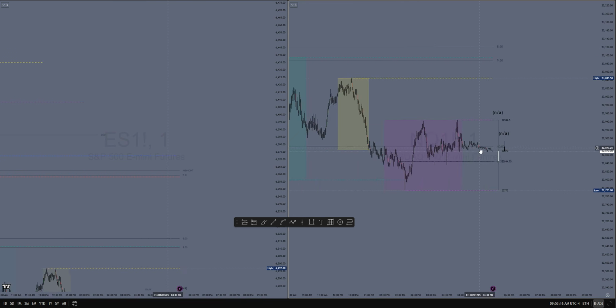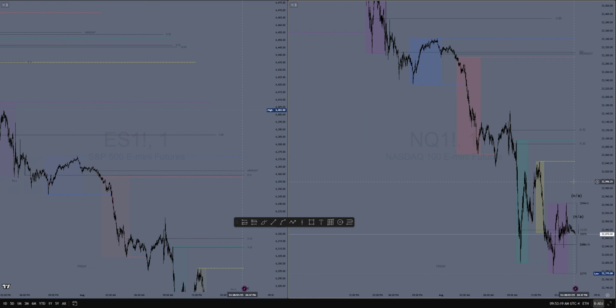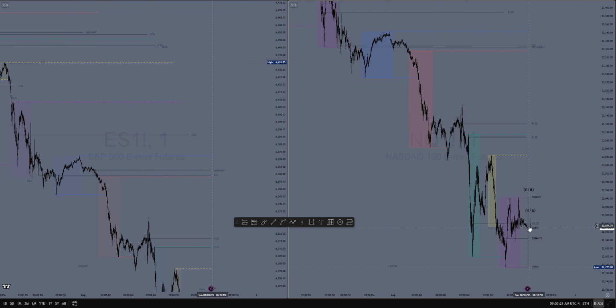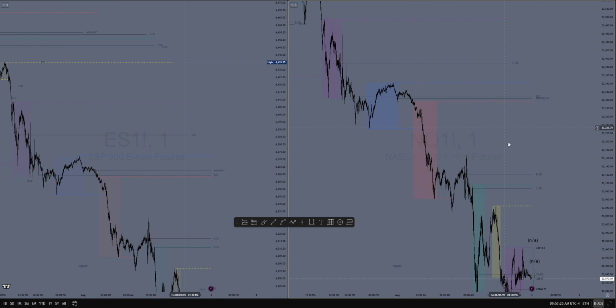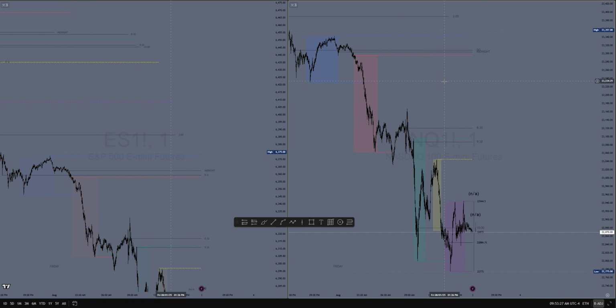Doesn't mean though that we would have. So since we have market close right here for the week, and we have all of this liquidity and imbalances on a higher time frame, what do we most likely want to see market do? I'll leave that up to you guys.